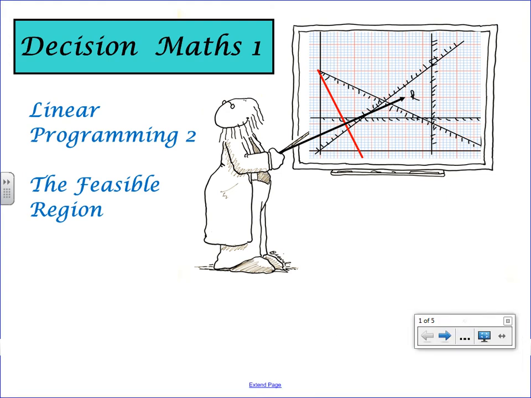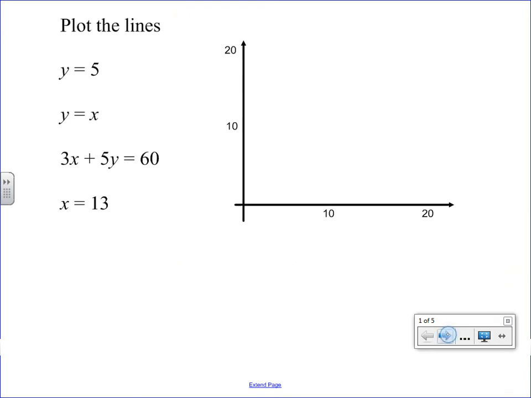Right, so what we're going to do is learn how to construct the feasible region, and that's the area that you needed your solution to be in from the previous video, basically. So we're going to learn how to construct that yourself. I'm going to start off by plotting some lines.